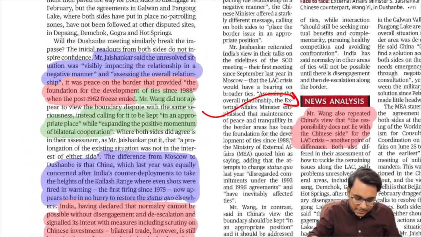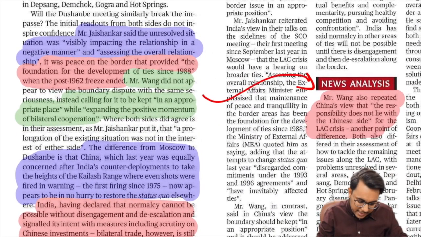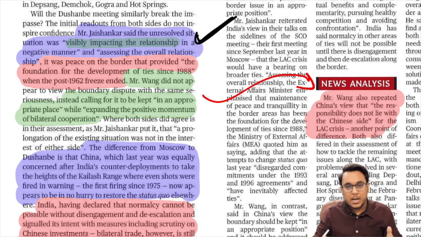You can see that first of all, Mr. Jaishankar said that there are many unresolved issues between India and China, and they are visibly impacting the relationship in a negative manner. So this was said by the Minister of External Affairs. So a kind of responsible approach was shown.